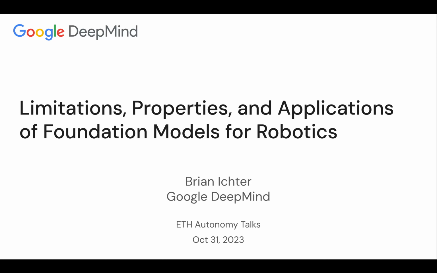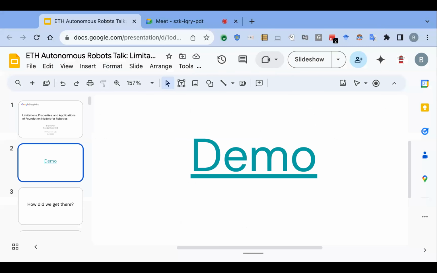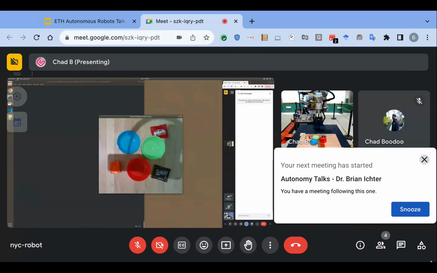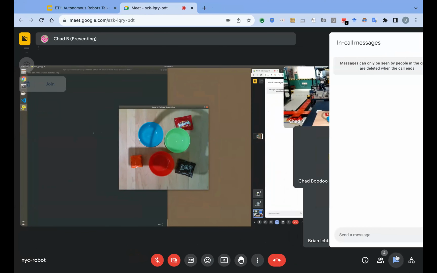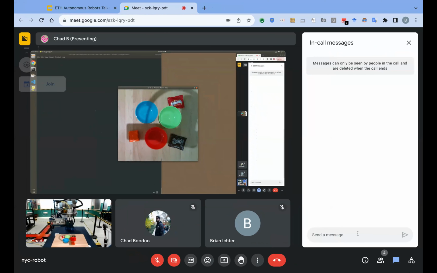And as you said, I'm going to be talking about foundation models for robotics, and I thought the first thing to do could be to start off with a quick demo of a real robot. This is running in our lab right now, and Chad set up this demo for us. I figured I'd make it somewhat Halloween related. So we have some candies that we want to hand out to people.